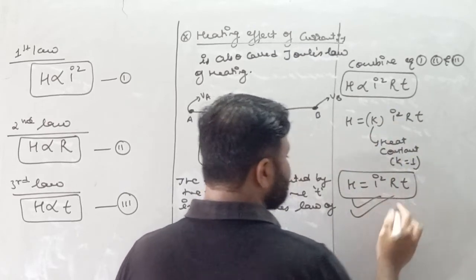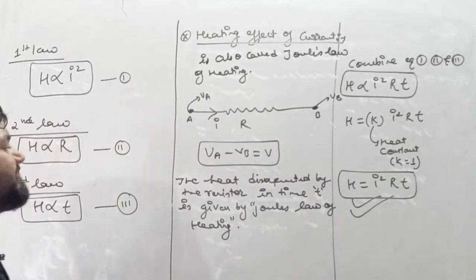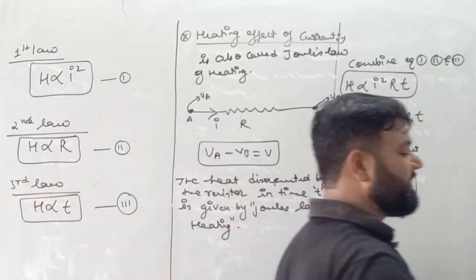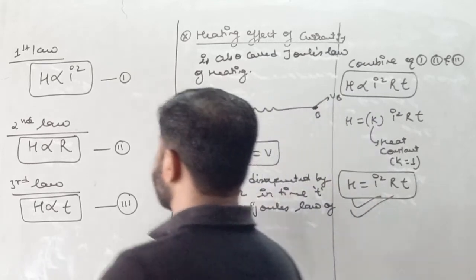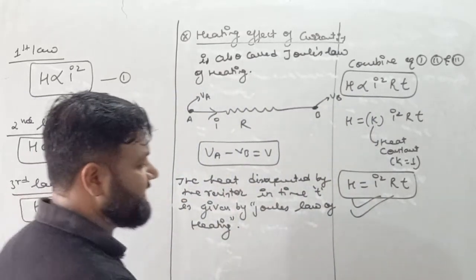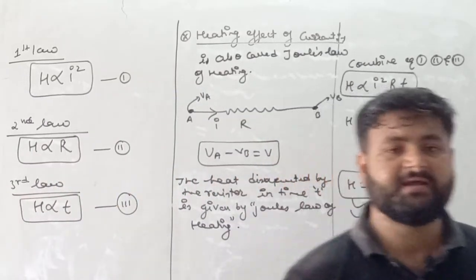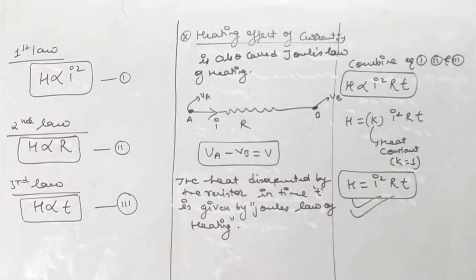This is what Joule's law of heating is. H is equal to I square RT. I hope you all understand, my dear students, Joule's law of heating and the use of meter bridge.